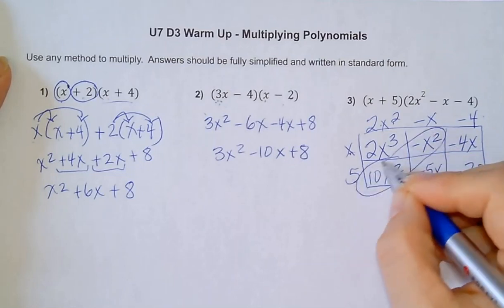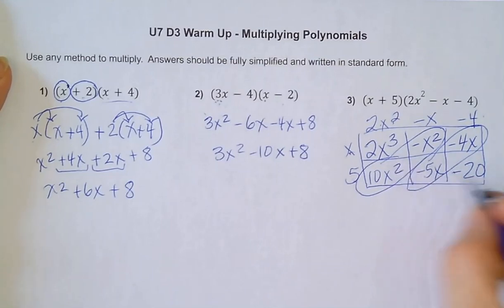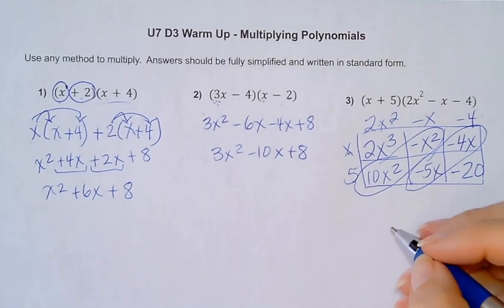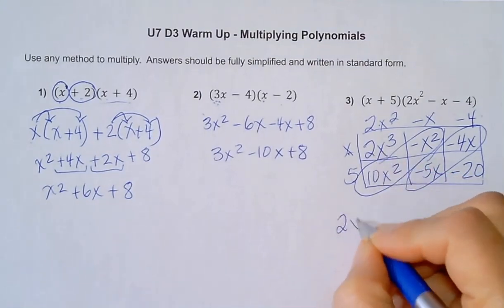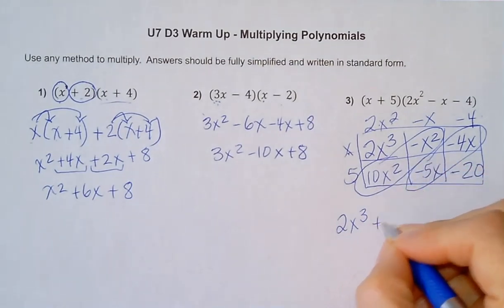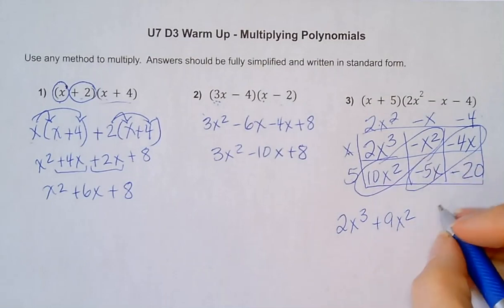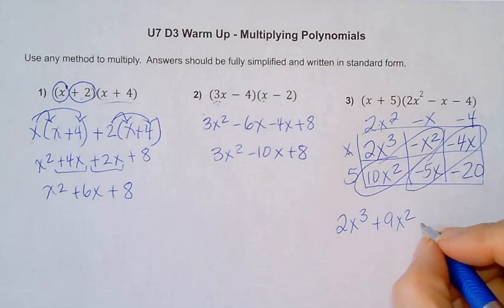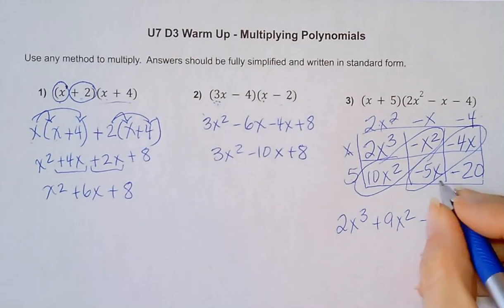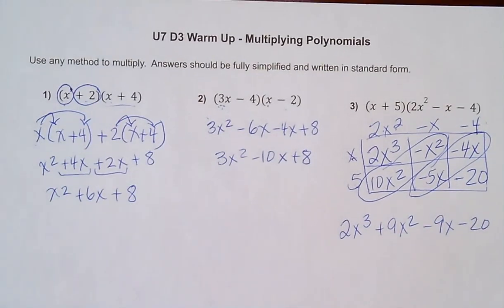I see that I have like terms in diagonals. So when I write my final answer, I'm going to go ahead and just choose the order to write my final answer. I'm going to make sure I'm in standard form, so I'm going to start with 2x cubed. 10x squared minus x squared is positive 9x squared, so plus 9x squared. Negative 5x minus 4x is negative 9x, and then minus 20. And that should be my final answer.